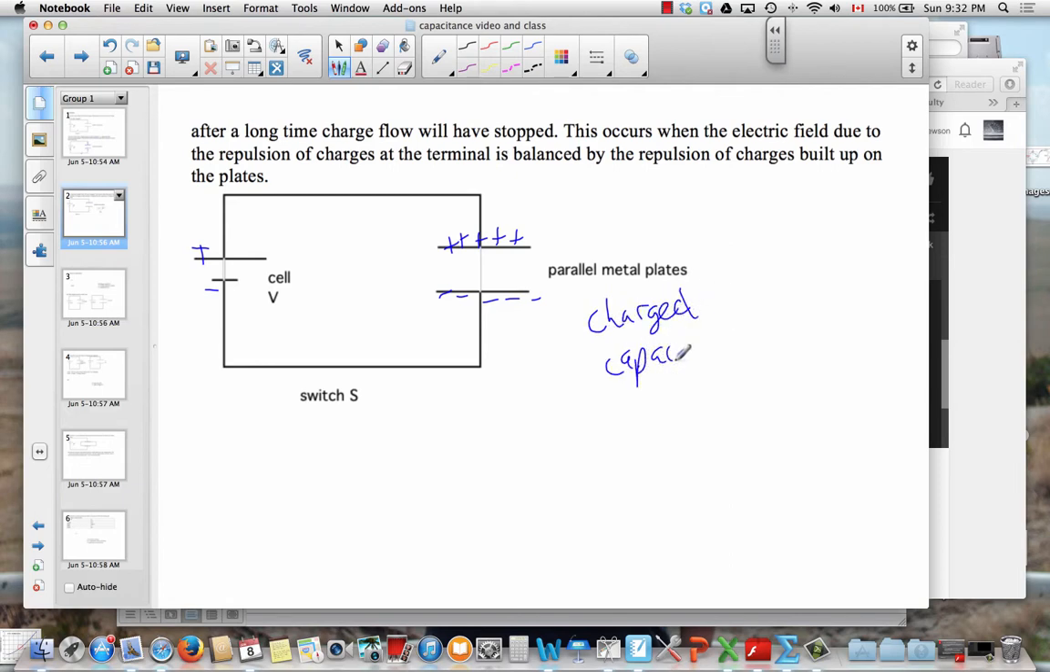Now, how long that takes, as we'll see later, depends on how much capacity these metal plates have, and also how much resistance there is in the circuit. But typically, it doesn't take very long to happen.